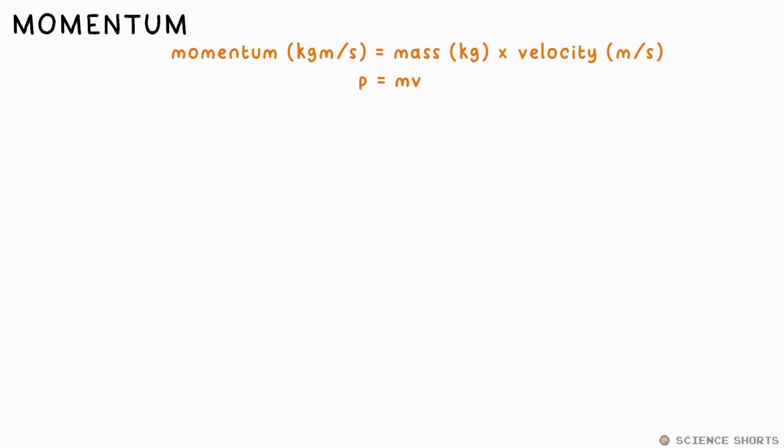Momentum is similar to inertia. You can think of it being a measure of how hard it is to get something to stop. The equation is momentum is equal to mass times velocity. So the unit therefore is kilogram meters per second. Momentum is a vector, which means you can have negative momentum if your velocity is negative.